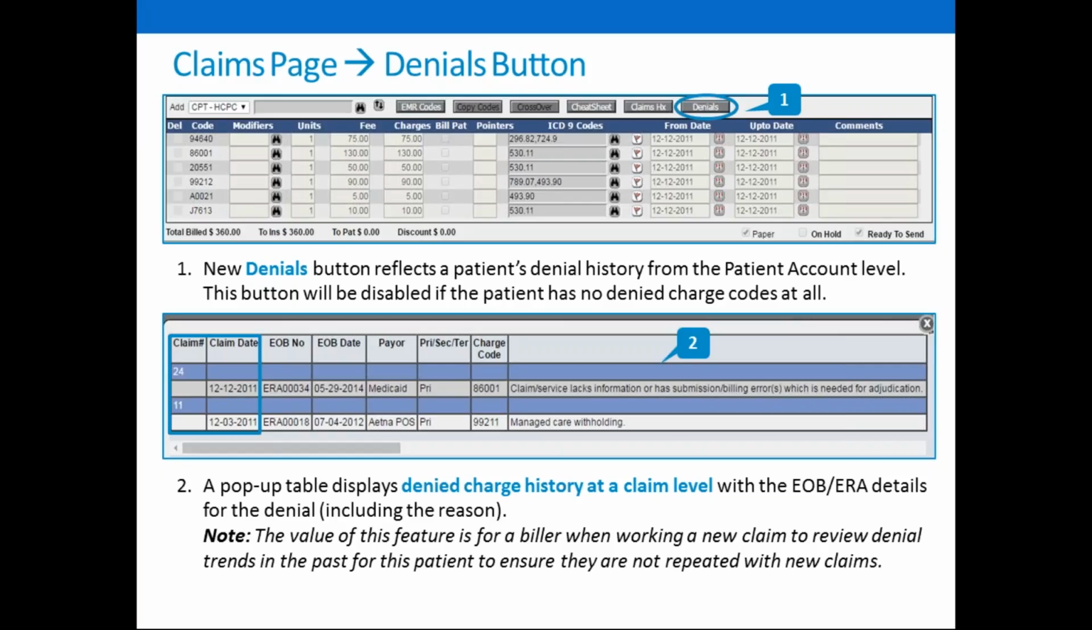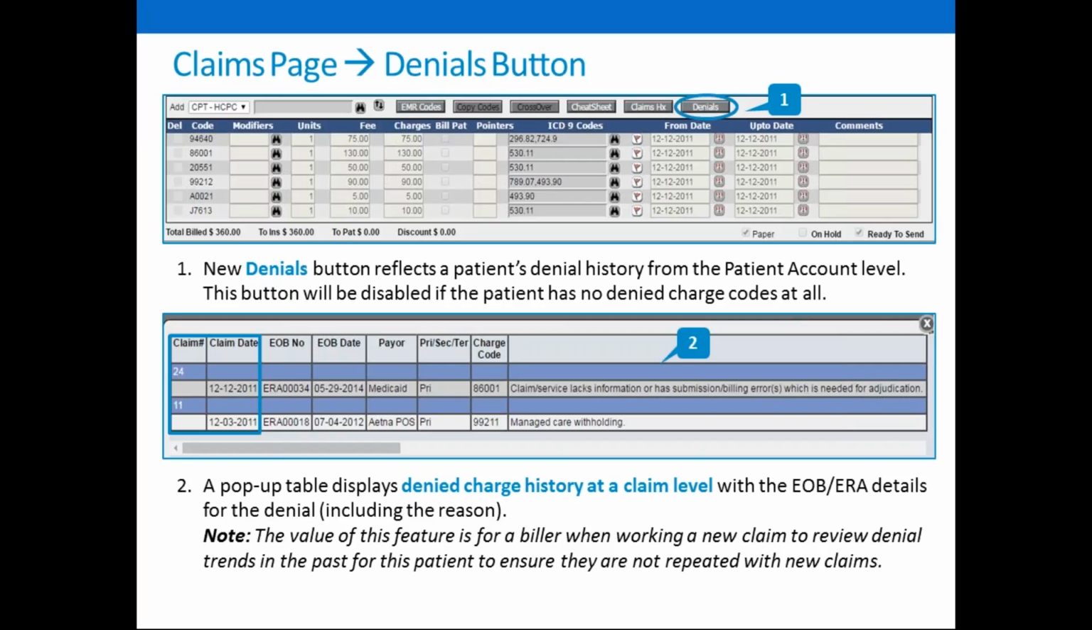When you click the button, it opens up the denied charge history in a pop-up screen, which we see here at the number 2. Please note that even though you're on a new claim, you're working a current claim, this is going to be based on the patient's claim history of all previous claims in a billed status, but only those that have a denial.